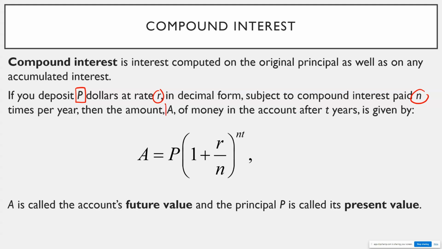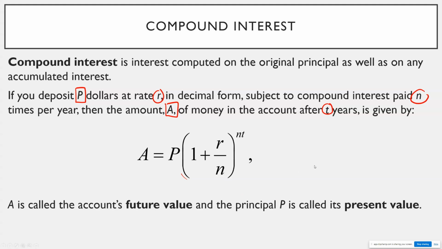Then the amount A, so think of the A as the total amount of money in the account after t years, is given by this formula. A is equal to P times, in parentheses, 1 plus the interest rate R divided by n, and then we raise this not just to the t power, but the n times t power. A is sometimes referred to as the future value of the account, and the principal P is sometimes called the present value, so how much you're starting with.